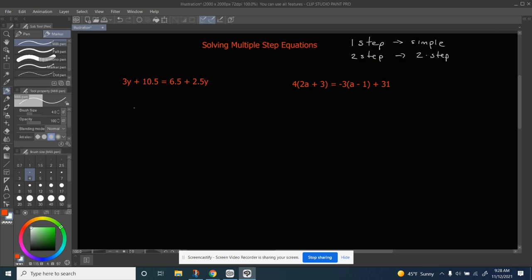And so right now, the two equations that we give you are going to be definitely multiple steps. You're going to see four or five different steps that we're going to have to go through. So let's start with the one on the left.